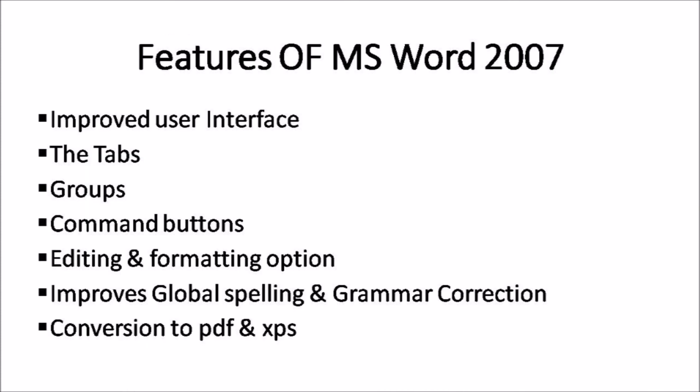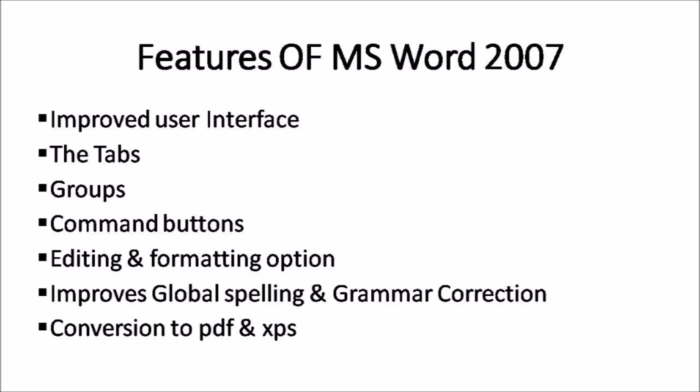Now let us see the features of MS Word 2007. Improved user interface. The user interface is improved compared to the previous version. Different tabs are available like home, insert, design, animation, like the ones we saw in the previous slide. And each tab has groups. For example, Home contains clipboard as a group, slides as another group, and so on. Insert contains groups like tables, illustrations, links, text, media clips, etc. Similarly, a number of groups are available in different tabs.